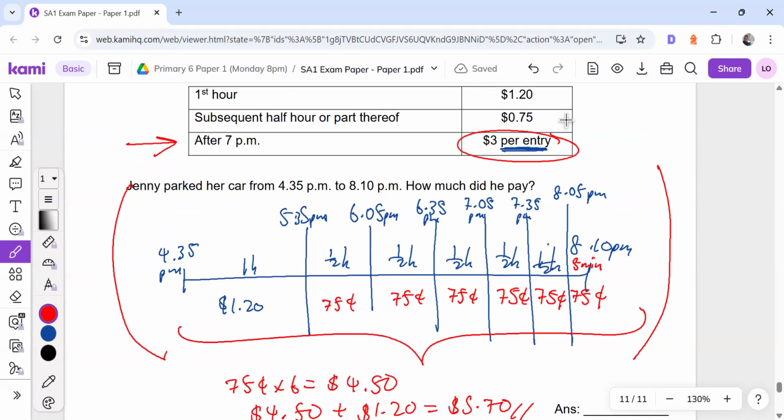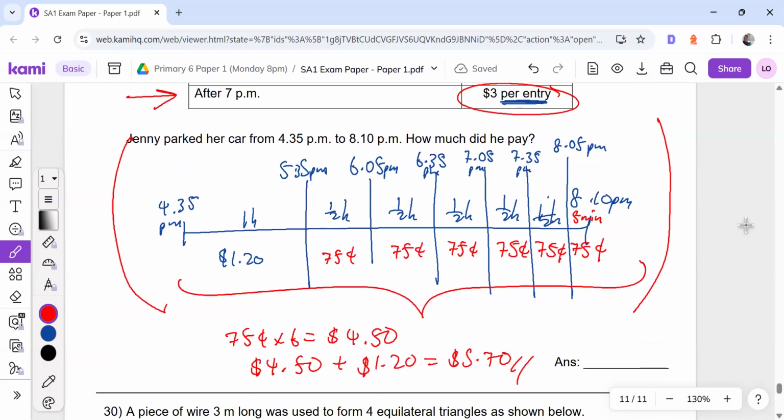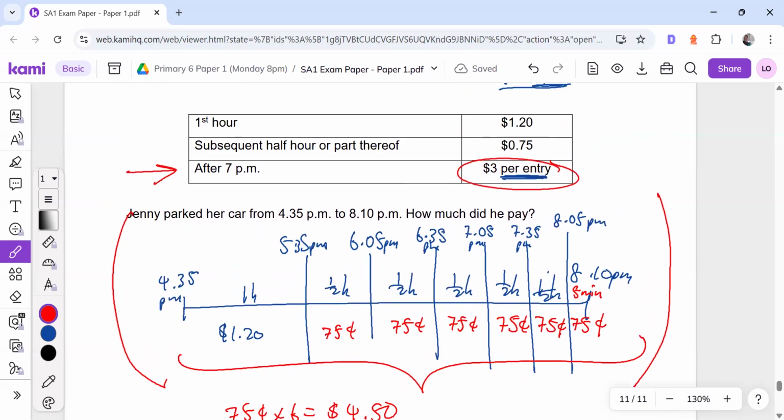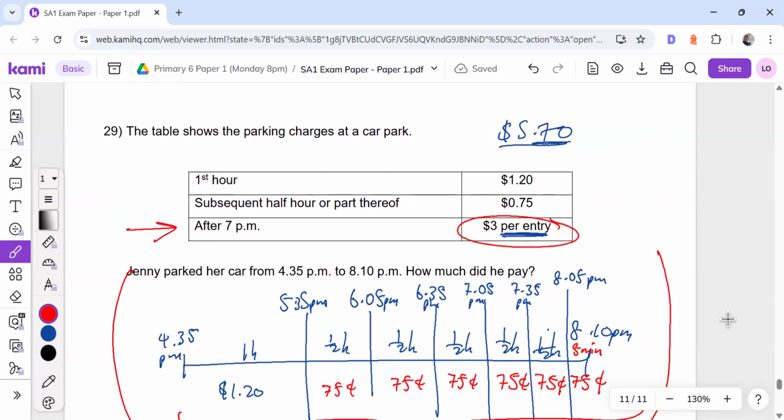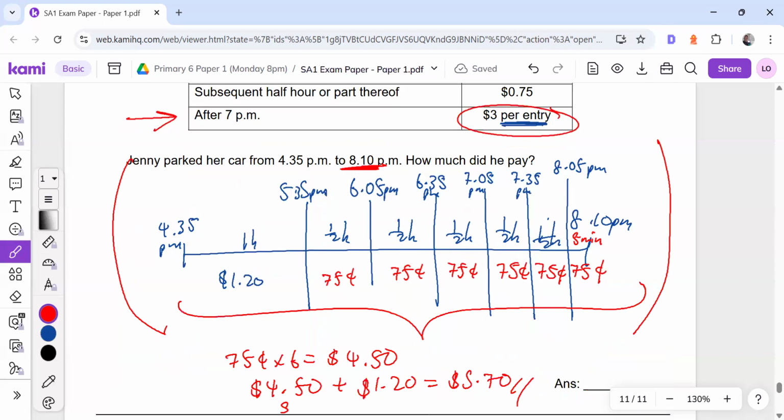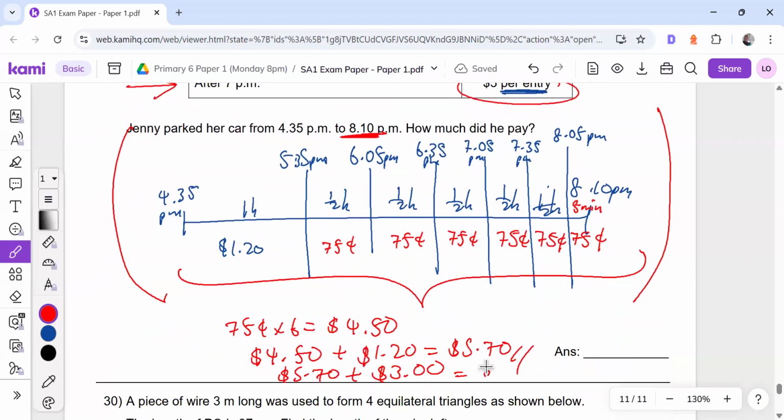Miss Nam just talked to you about the $3 per entry, right? And then Miss Nam didn't go and add that also. So because your car is already inside after 7 p.m., what happened? You will have to add another $3. Yeah, I was talking about this just now, and then I also forgot to add $3. So you have to add $3. Why? Because your car is still inside. Okay, so do you get your answer correct now?